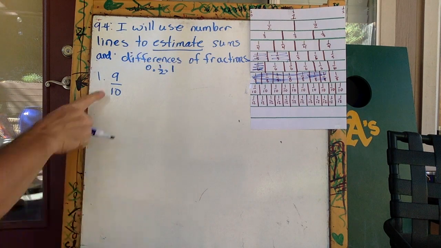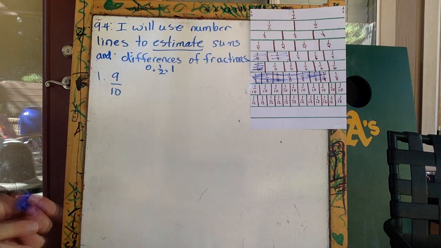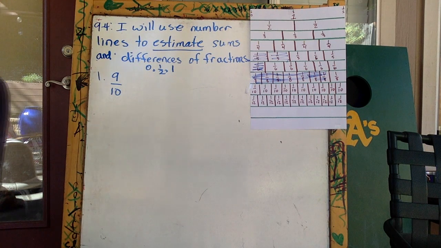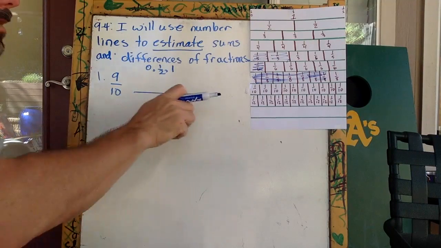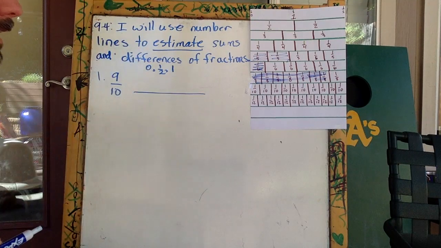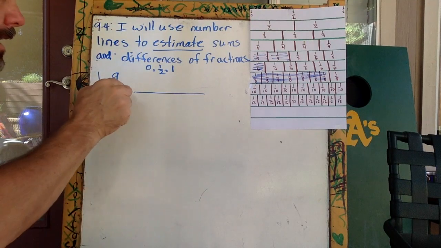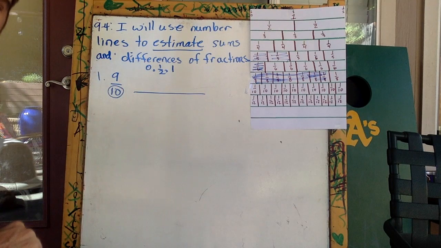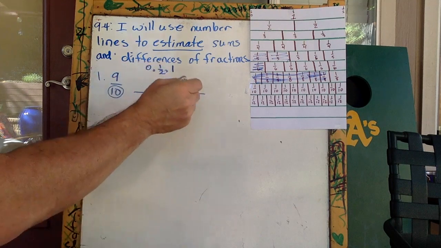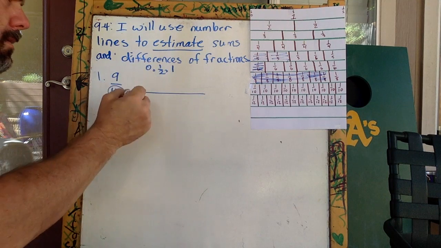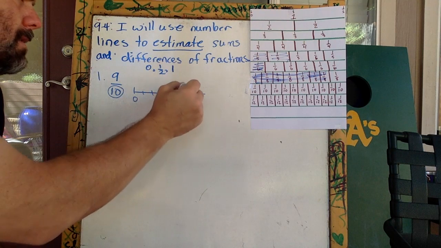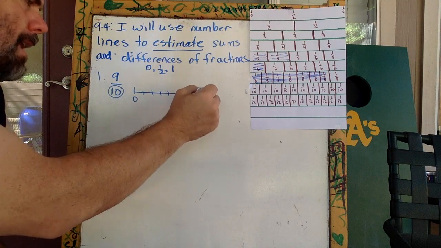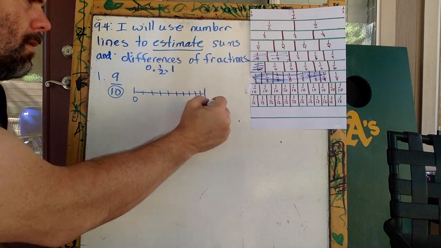So if we have 9/10, and it says to use a number line to show how you would estimate that, here's what I'm going to do. I'm just going to draw a number line. This is a horizontal number line. I'll do some vertical ones like we did in class. The 10 is telling me that I need to divide my number line into tenths. So here's 0, 1, 2, 3, 4, 5, 6, 7, 8, 9, 10, and this is 1 whole.